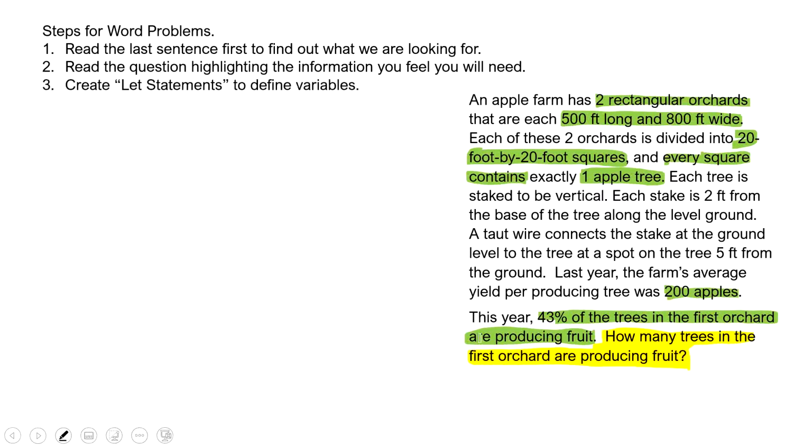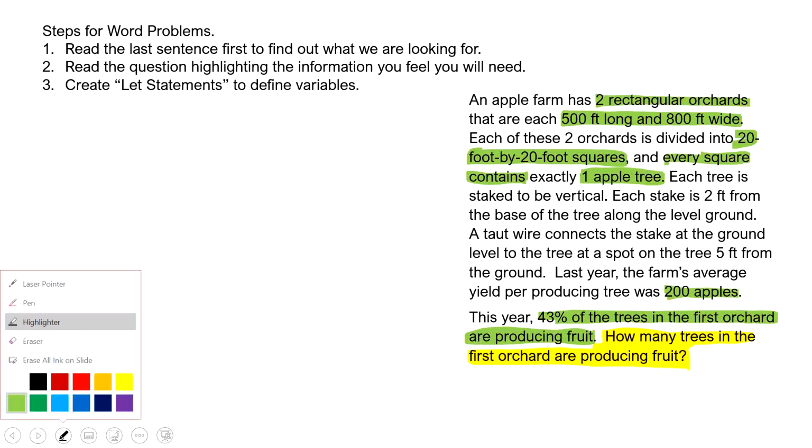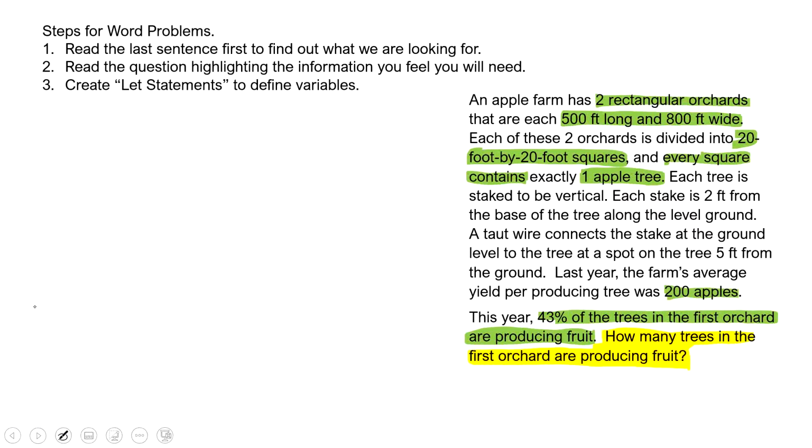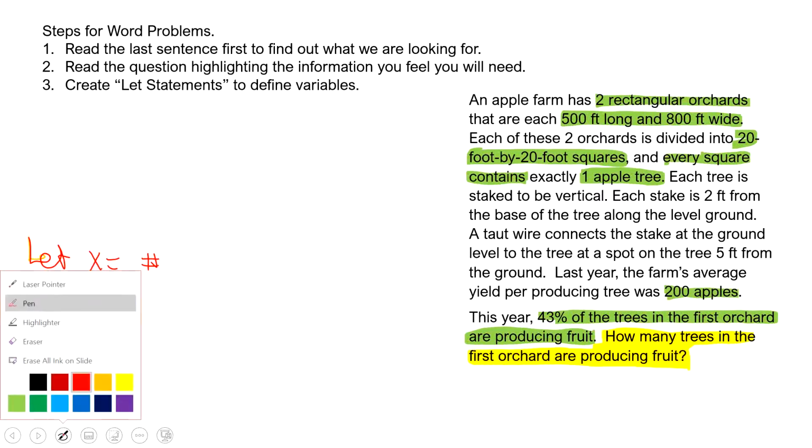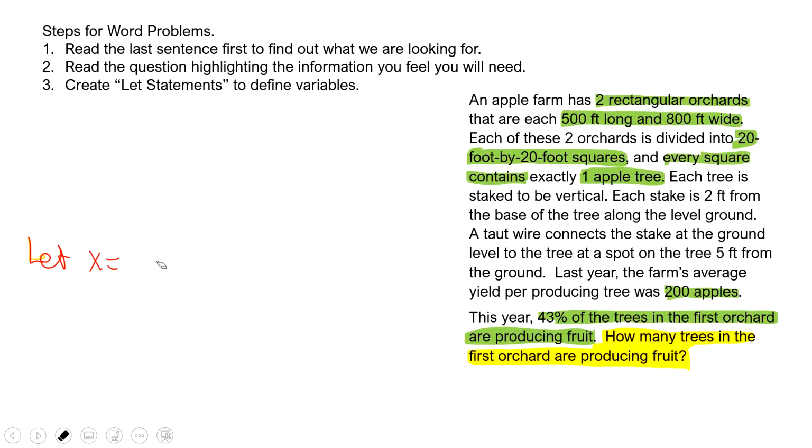So we're going to create our variables, and basically what I'm going to do is we're going to say, whoops, let's switch it to purple so we can read it. Let x equal the number of trees. Or let x equal a tree. Better. x equals 1 apple tree. So that's our statement. We got to kind of figure out what we're looking at here.